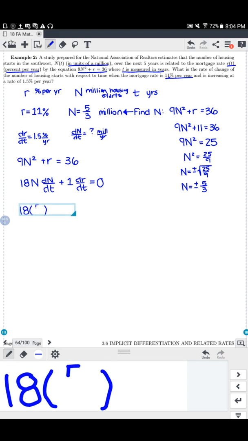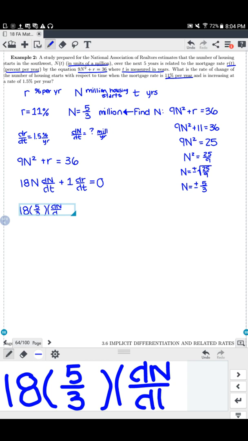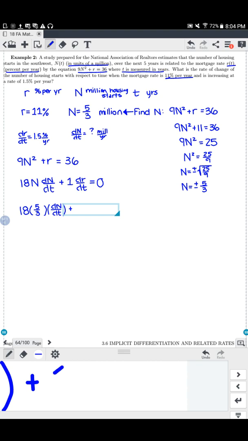So whenever you're missing a variable, plug into the original function that you're given. So I have 18 times 5/3 times dn/dt, which I don't know. That's the only thing I can't plug in for, whatever derivative I'm asked for, plus 1 times dr/dt. dr/dt, our rate of change, we are increasing by 1.5% per year. So I'm going to put a 1.5 there. And see how upping the mortgage rate affects the number of housing starts.